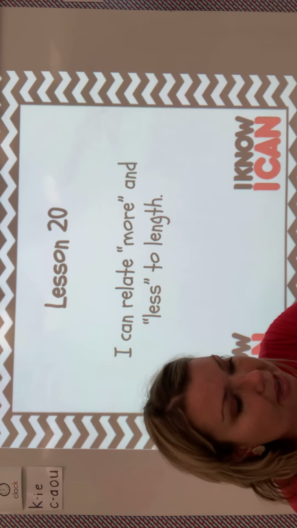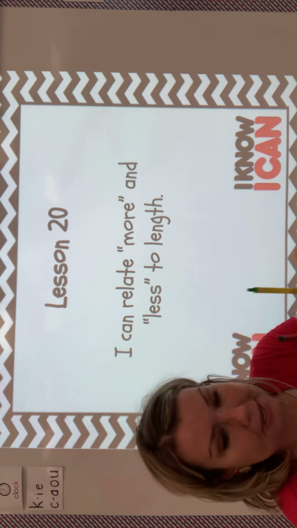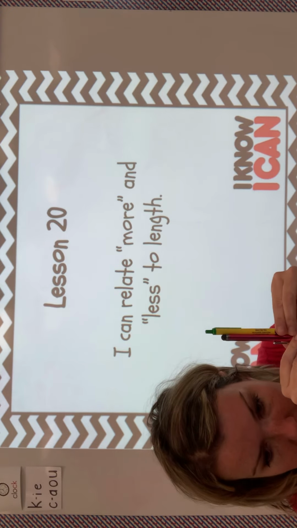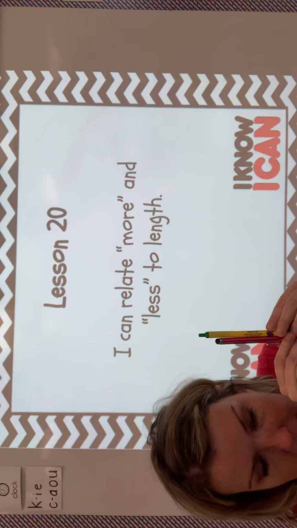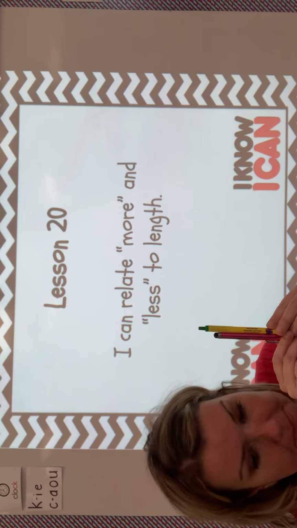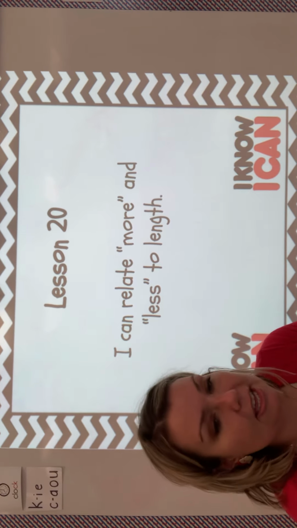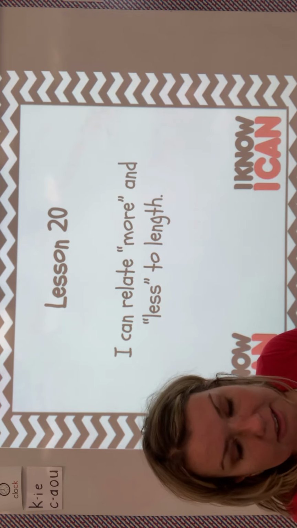So you could compare. Is the pink pen longer than or shorter than the yellow pen? The pink one is shorter than. Very good. That's comparing length.